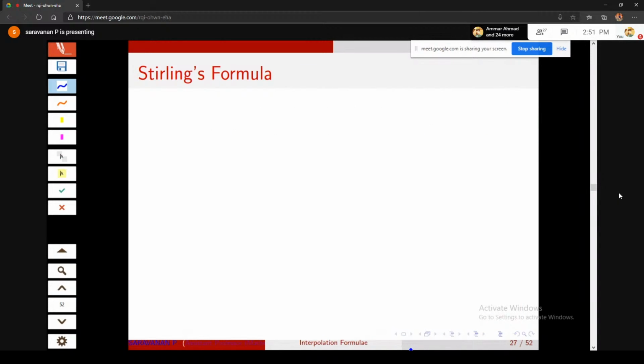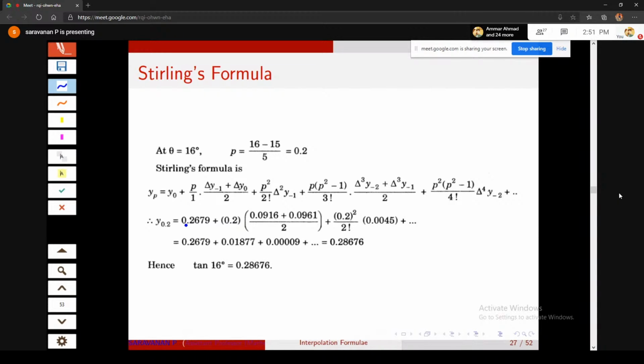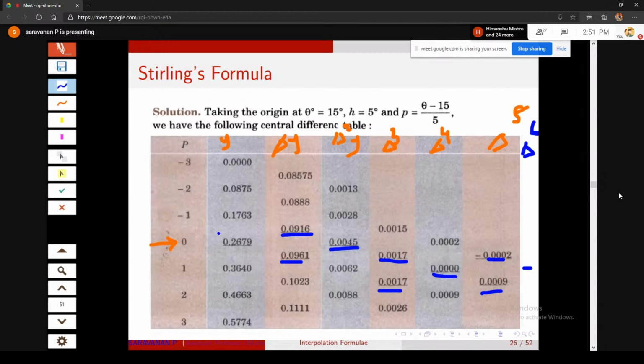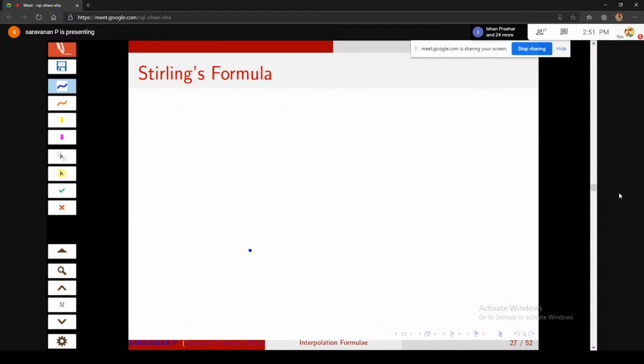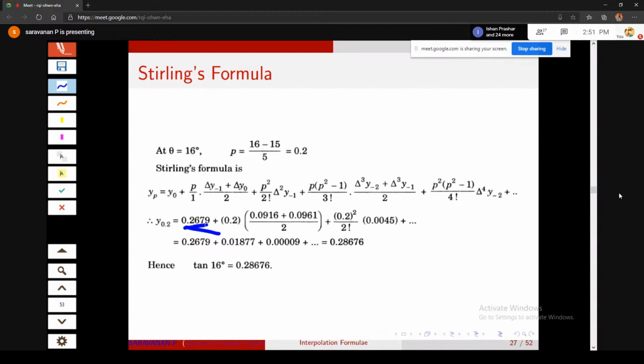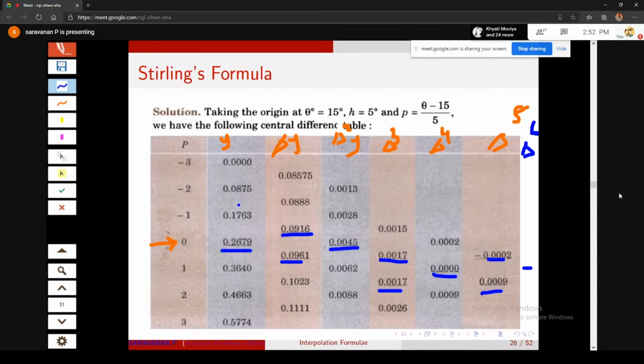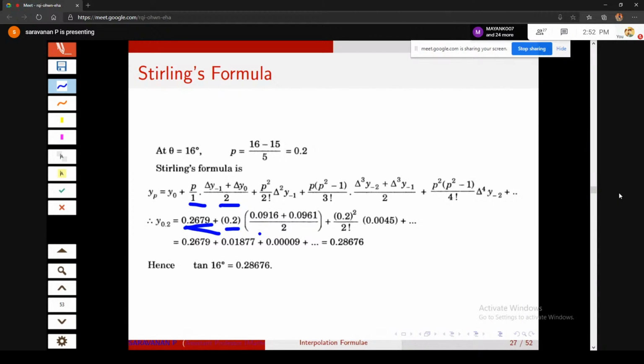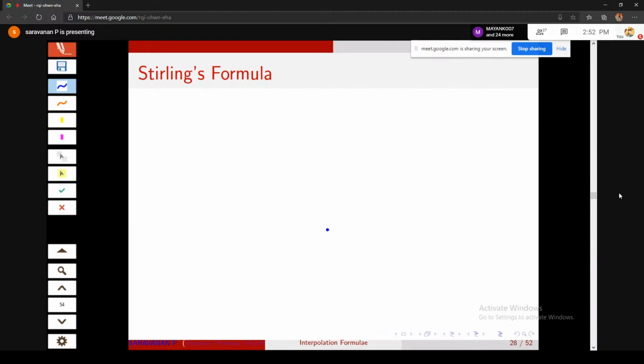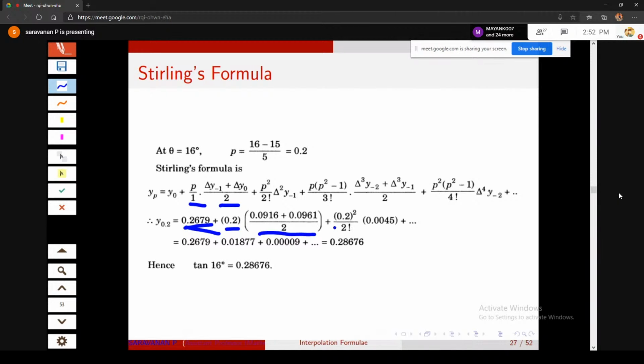So what is the formula? y0, what is y0? 0.2679, plus P times this. P is this. You have to take the average of these two: this and this plus this, by 2. That is here. And even power, only at the center, this.